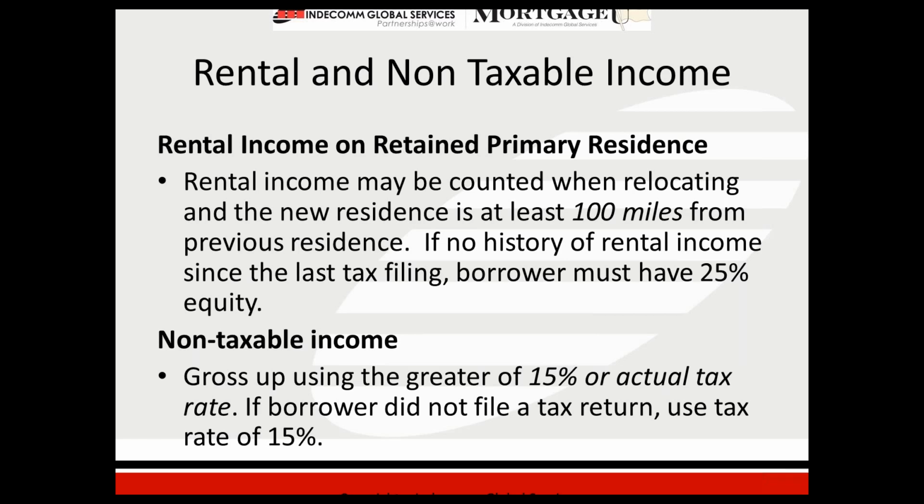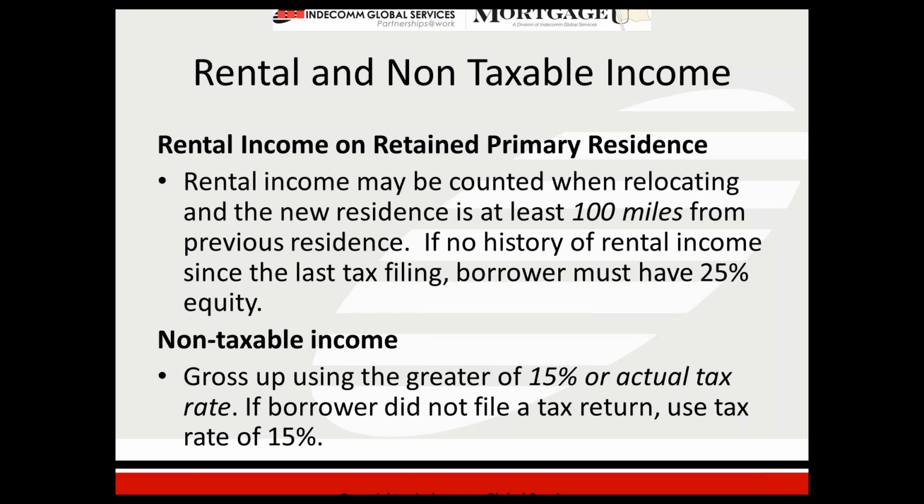In the past, with the 4155.1 HUD Handbook, we didn't have a number of miles in between the two residences to use as kind of a gauge. So now we have to see at least 100 miles from the previous residence to use that rental income if they're relocating. If no history of rental income since the last tax filing is evident, the borrower must have 25% equity.